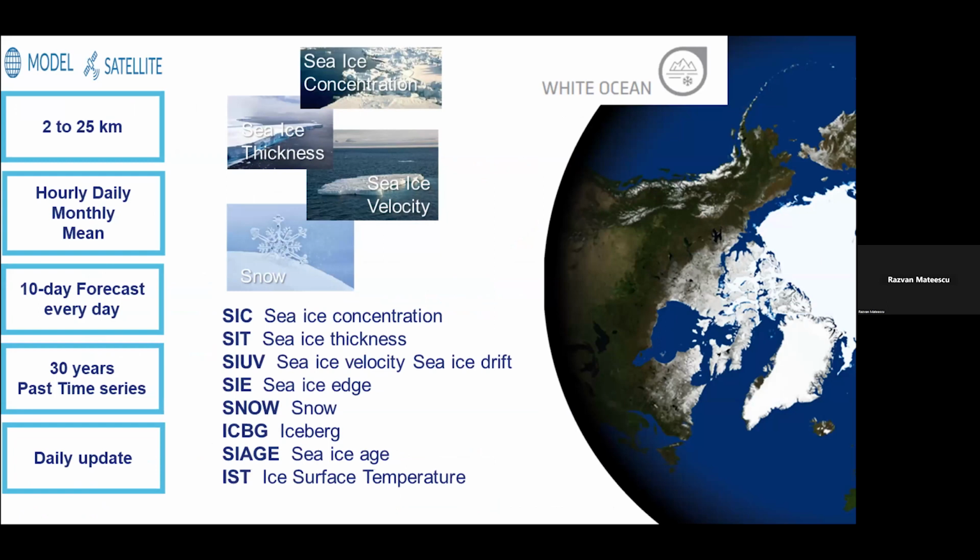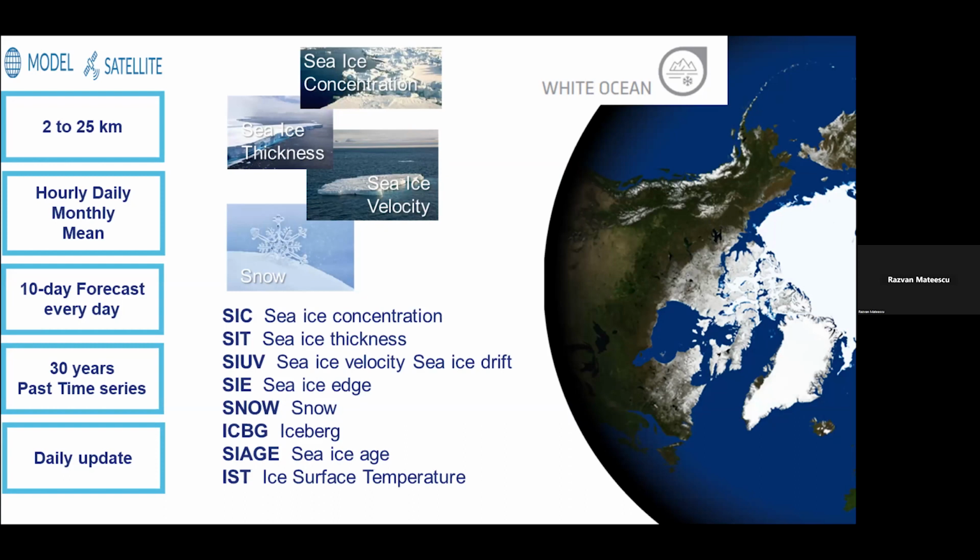For white ocean, we have model and satellite data. In situ data are a little bit difficult to maintain in this area, so here only expeditionary data, as you can probably imagine. We have ice concentration, ice velocities, and ice thickness.